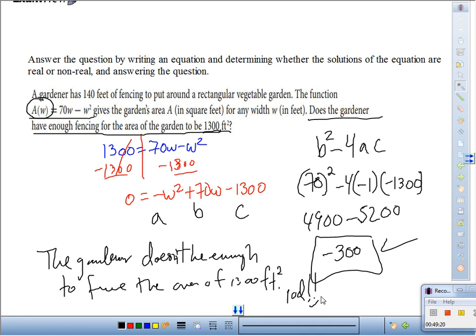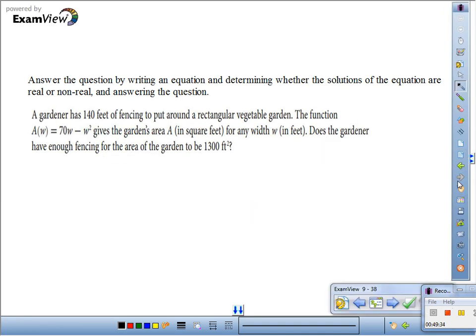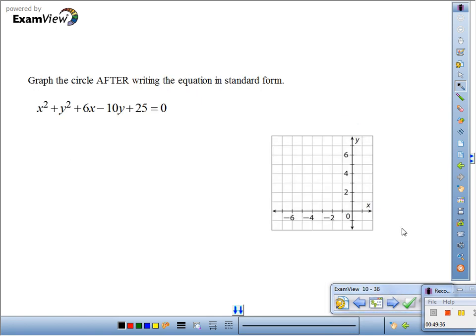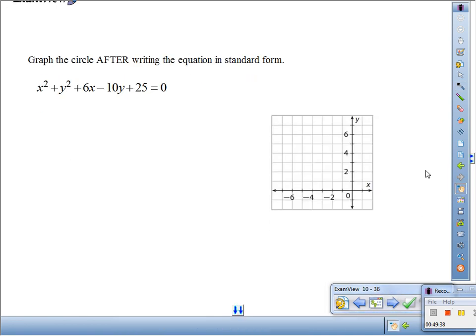All right. Let's move on. Let's go to number 10. Now, this we've been doing on the warm-ups for the past 2 weeks. You should be able to do this one by yourself, but here it goes again. It says, graph the circle after writing the equation in standard form.